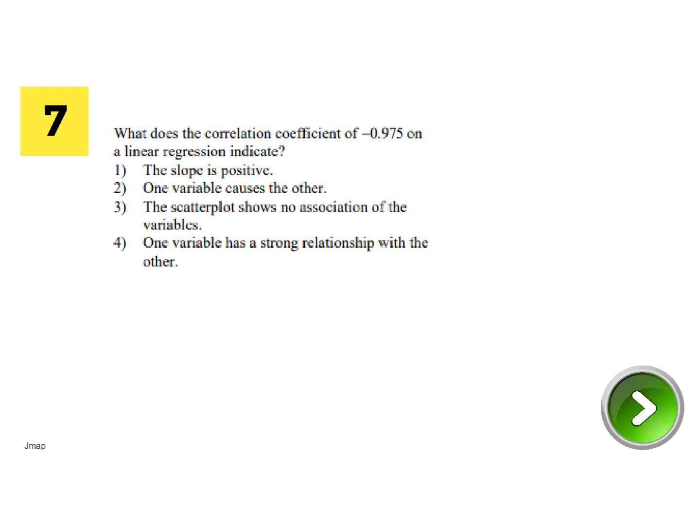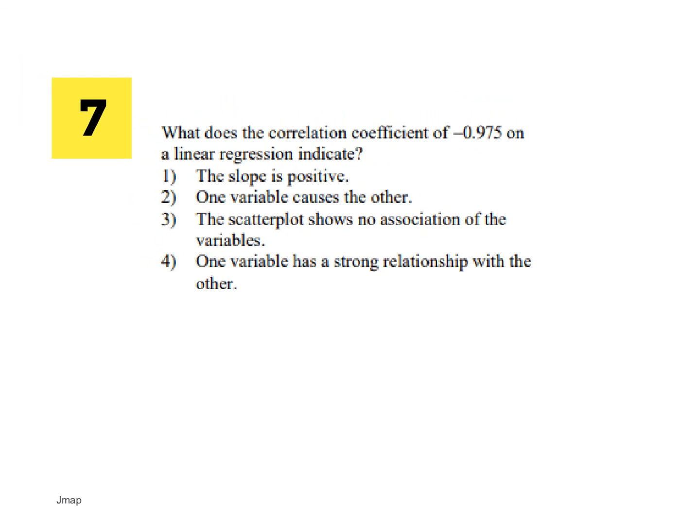Okay, what does the correlation coefficient of negative 0.975 on a linear regression indicate? The slope is positive. No, because it's a negative correlation coefficient. One variable causes the other. When the relationship comes out to be pretty close to 1 or pretty close to -1, you know there's a relationship. You do not know if one variable causes the other just from the numbers.